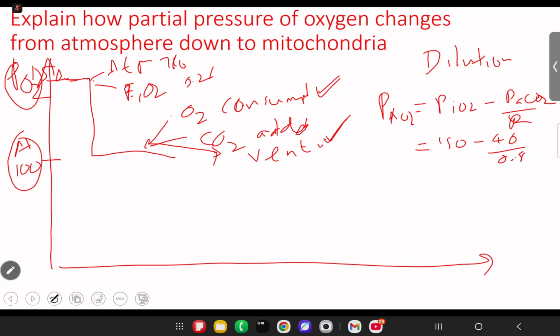What is respiratory quotient? What is this 0.8? What is meant by respiratory quotient? Production of carbon dioxide to the consumption of oxygen. Yeah. How do you get 0.8 now? What are the values, how much oxygen is consumed per minute at basal rate?